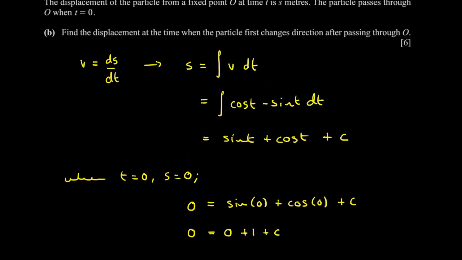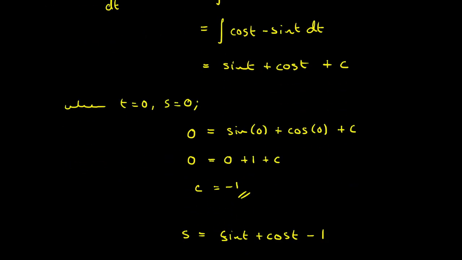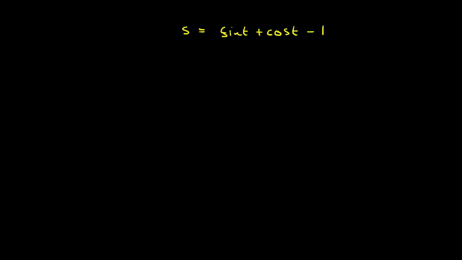Now we're asked to find the displacement at the time when the particle first changes direction. Now, when does a particle change direction? It changes it when the velocity is equal to 0. That's the key fact. So it changes direction when v is equal to 0. Now, if you're not sure about that, let's try to think it through.